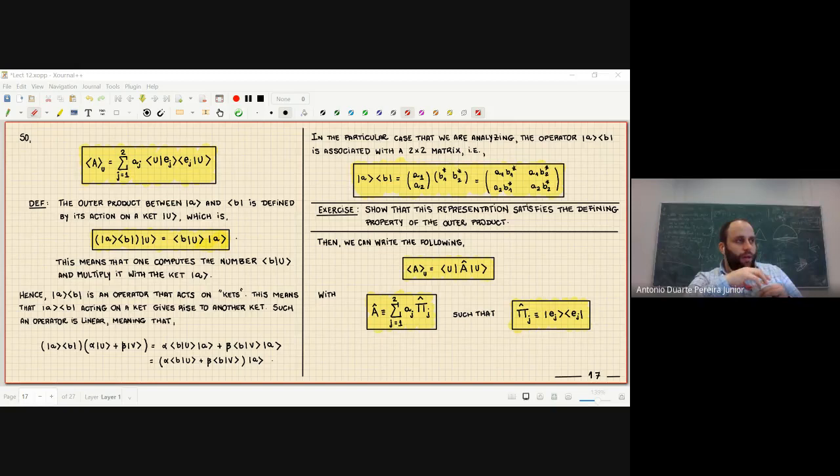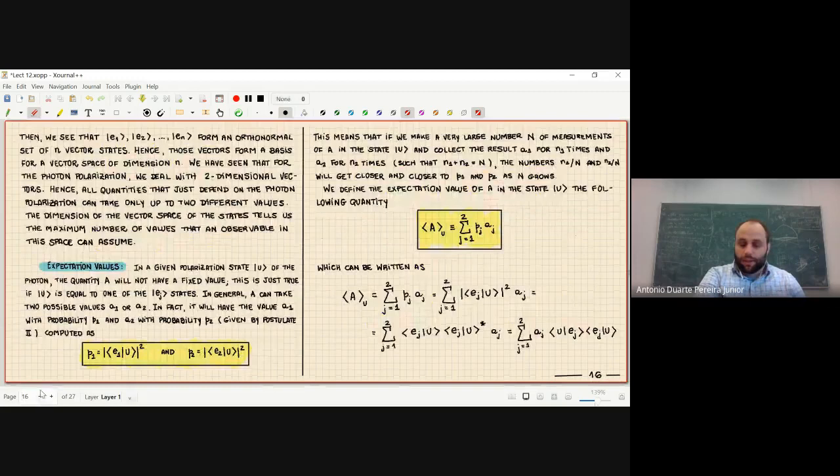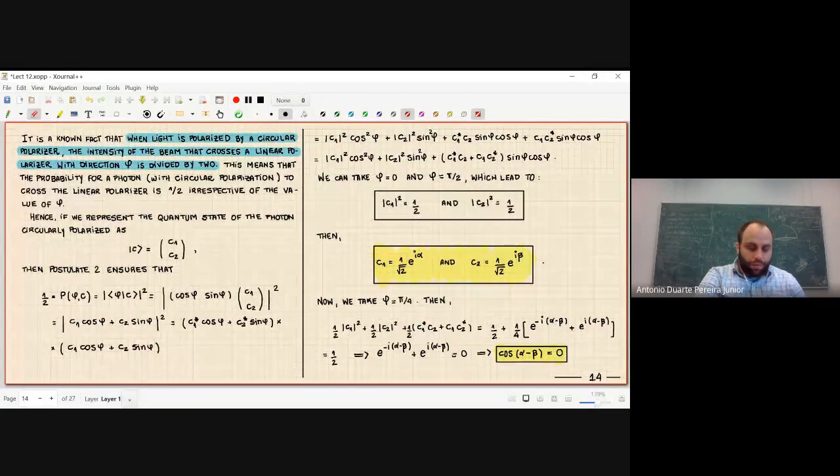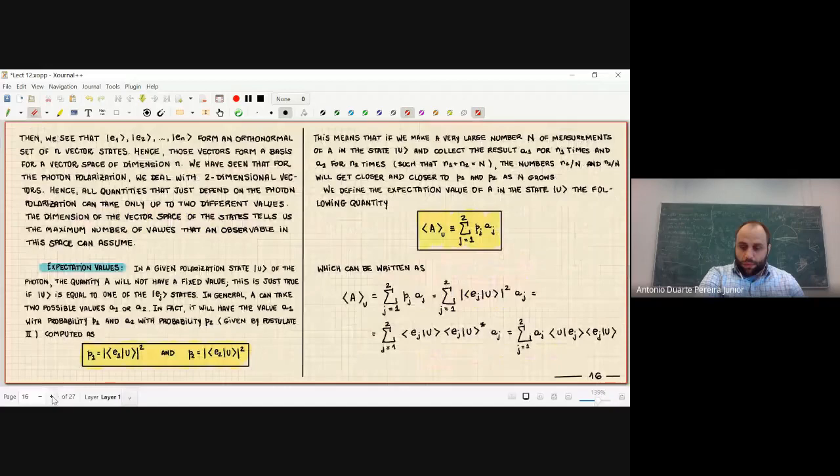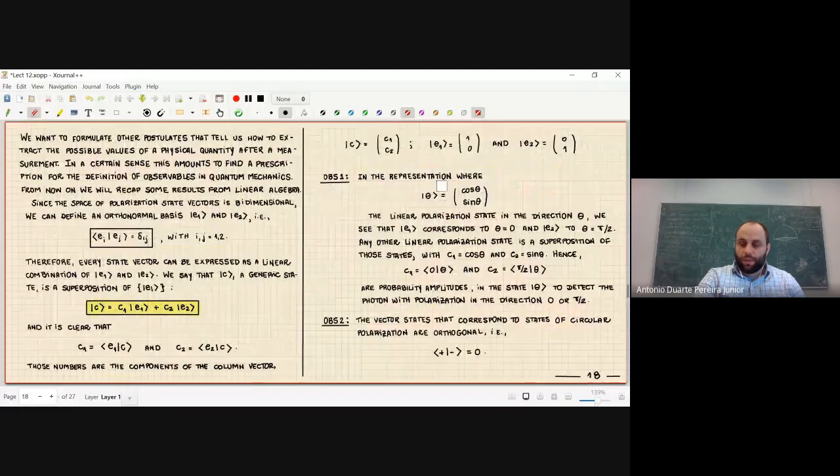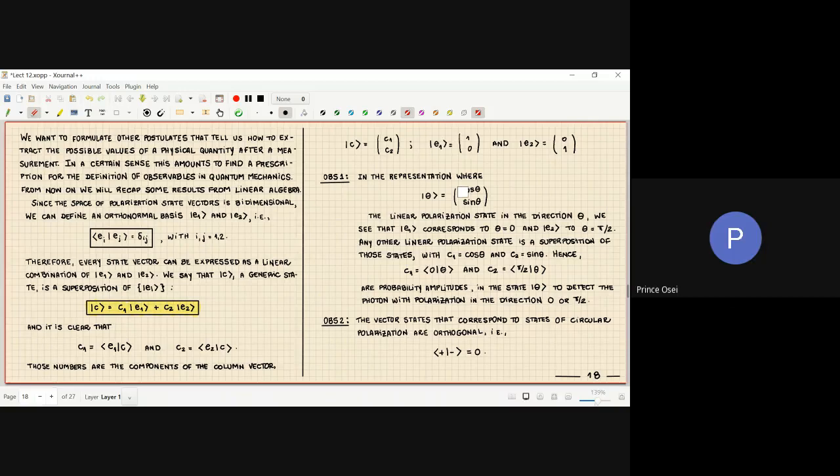If you have a photon that is in a state of linear polarization, in a given direction theta, then the state that describes this vector is completely given by this expression. It's simply cosine theta and sine theta. It doesn't mean that this is unique, in the sense that you can change bases. You can express a vector with different coordinates if you change your bases. Okay. So in that case, there's no general way of writing it.